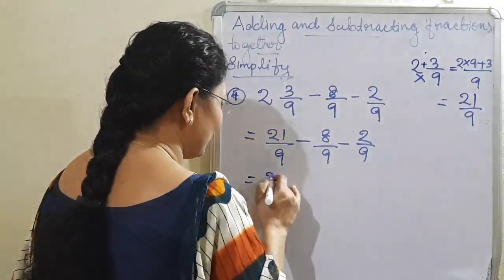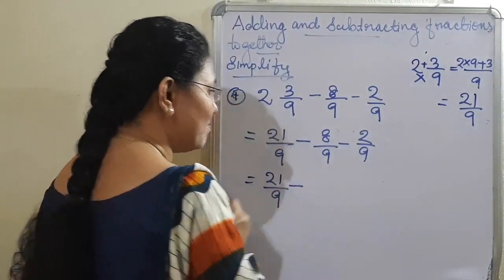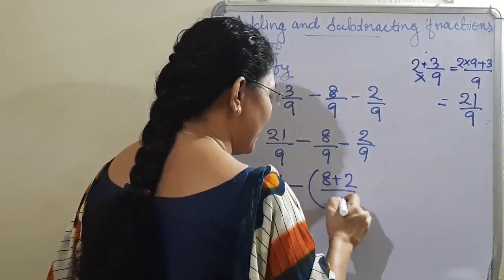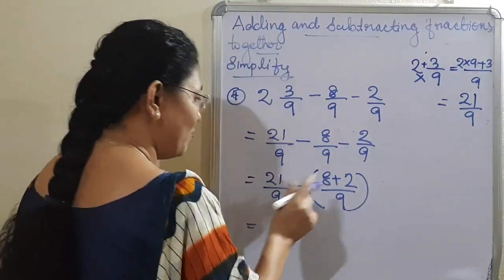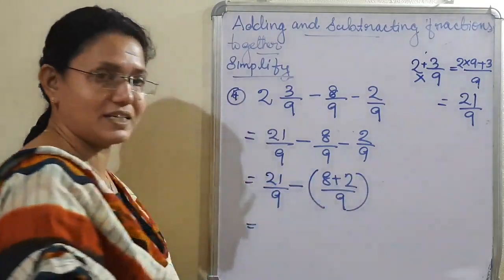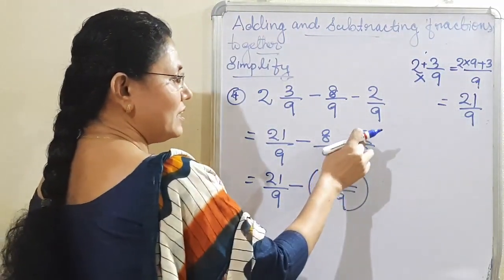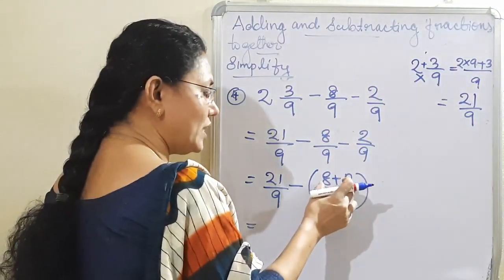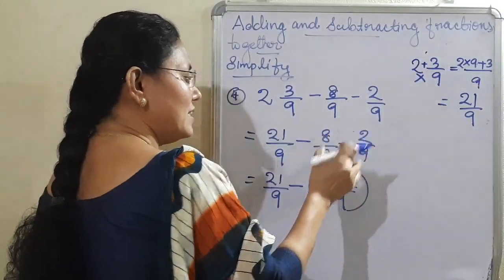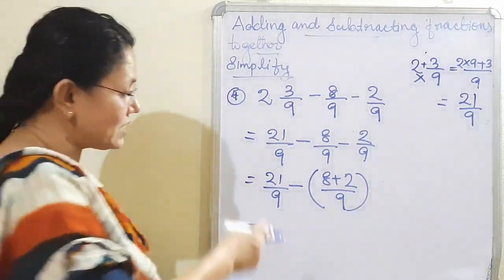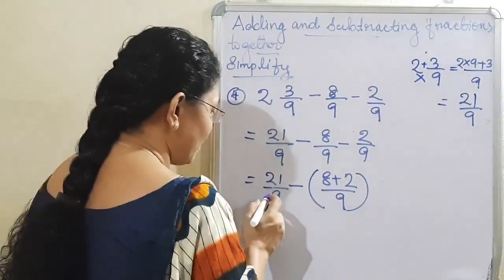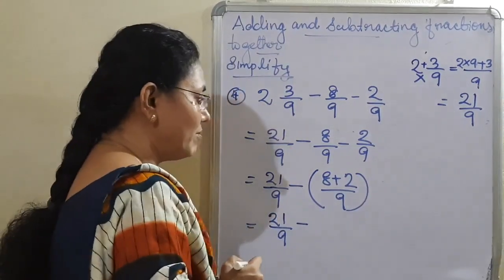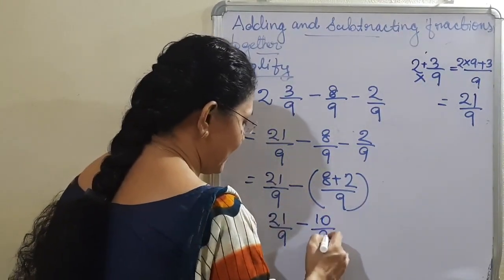So how can we do it? 21 by 9 minus, we should add both of these, 8 plus 2 by 9. Okay. By finding its sum, we are subtracting. Don't misunderstand that the term is actually minus while the teacher is adding. Actually, after adding these two terms, we are subtracting it. Okay. Therefore, there is no change. Now, it is equal to 21 by 9 minus 10 by 9.